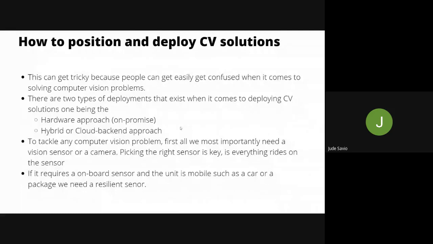First of all, before tackling any computer vision problem, we need a vision sensor, or a camera basically, and picking the right sensor is definitely key. It will either make or break the solution. If it requires an onboard sensor, let's take the example of a car, and the car doesn't have a camera, we need a camera that is onboard, right? Either on the dash or on the bumper or any generally accepted places. For something such as a car, we need a very resilient sensor, right?